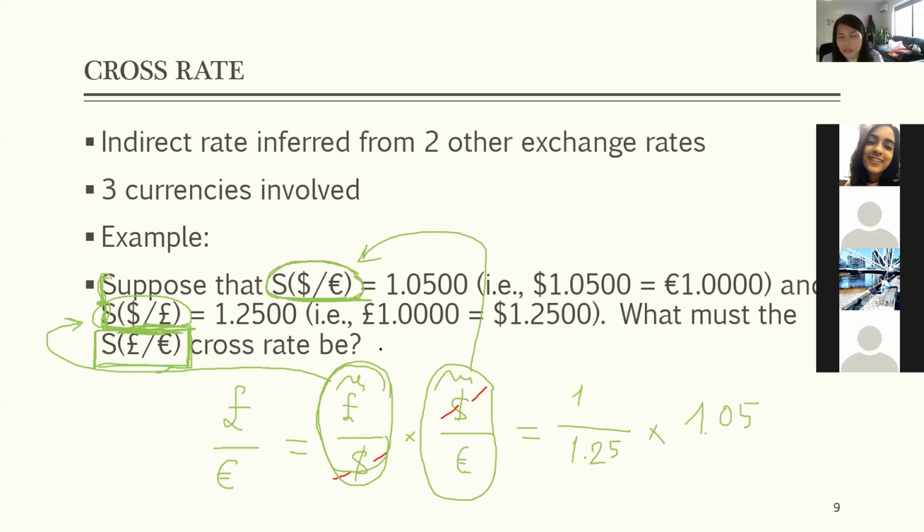Throughout the subject, you will also use the cross rate calculation quite a lot, so it's good to understand how to do it now. Any questions with this calculation at all? Yeah, sorry, Mani, could you explain it once more with the reciprocal part? I got lost there. Yeah, sure.